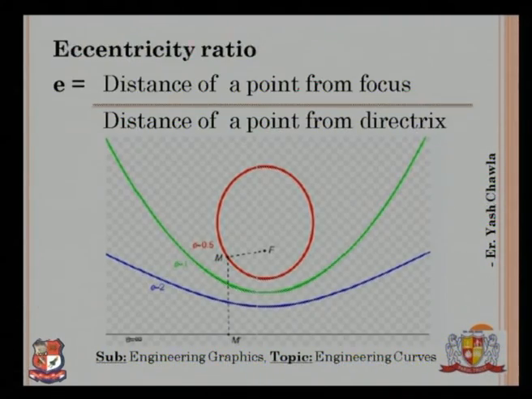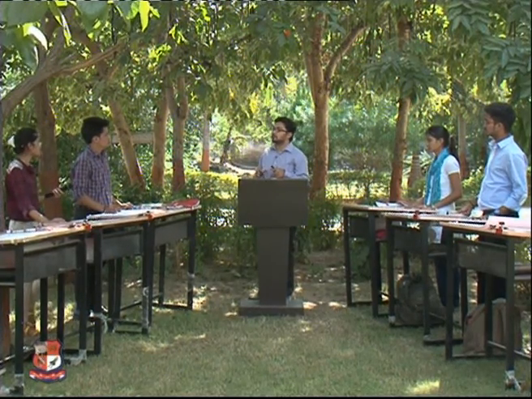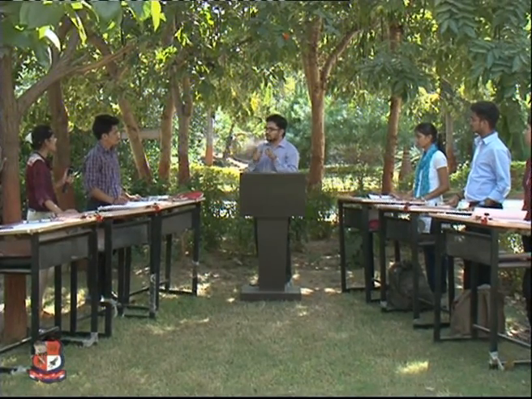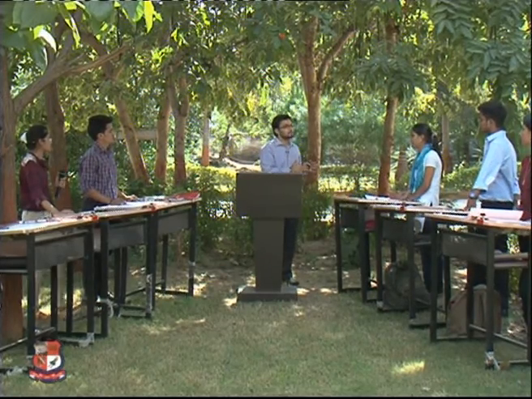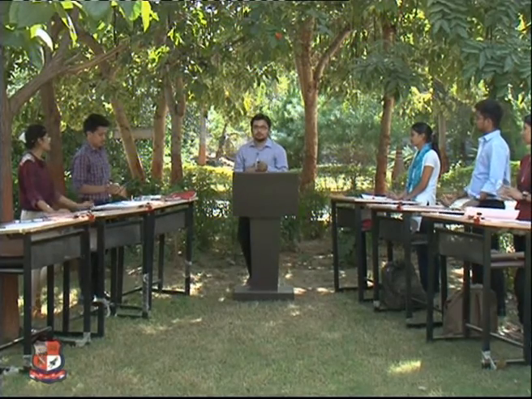Now let's once again recall what eccentricity is. E is greater than 1. What does that mean? It is the ratio of focus and directrix. The distance of the point on the hyperbola from the focus is greater than the distance from the directrix.